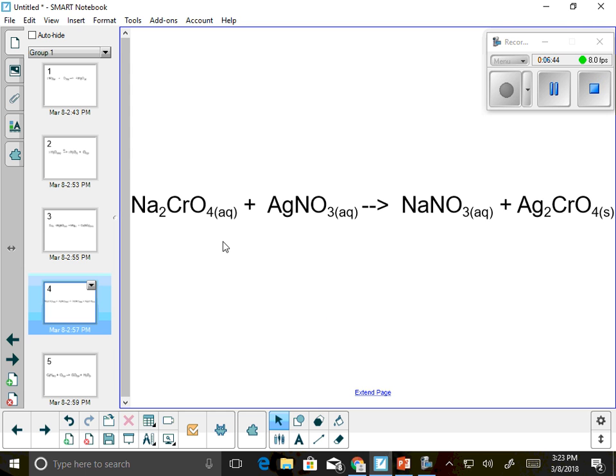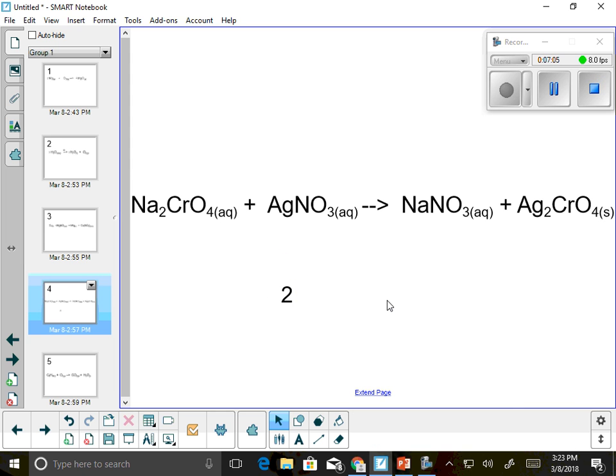A little harder to fit this entire equation onto the sheet, but here is one solution plus a second solution, making a new solution and a precipitate, a solid. Just like in the lab, we've made precipitates before. You're going to be doing this more in the coming class periods. Once again, all these aqueous show that it's a solution.